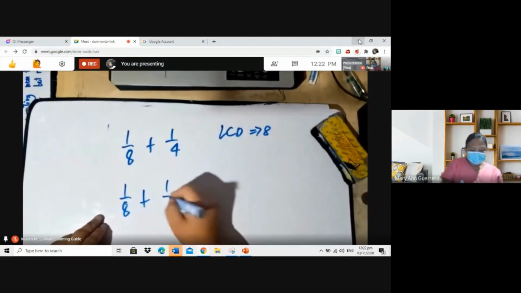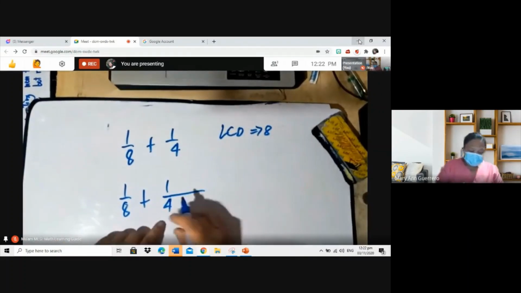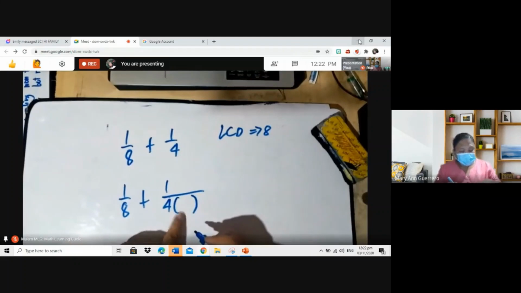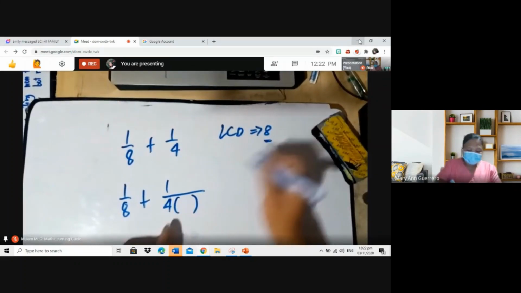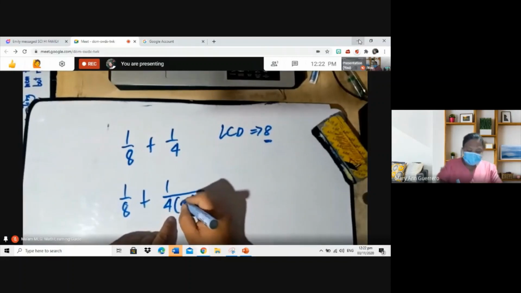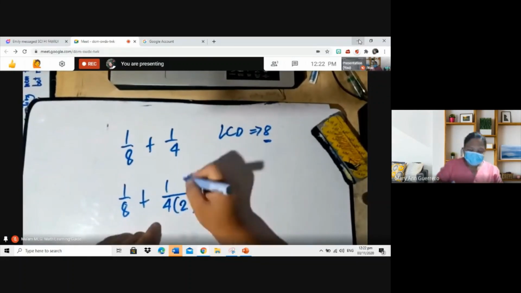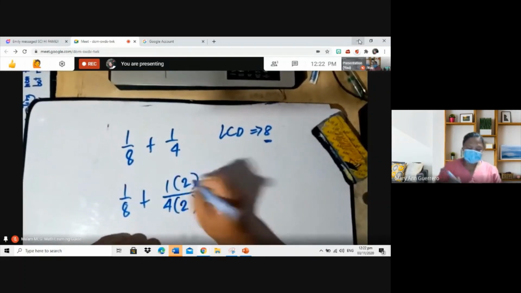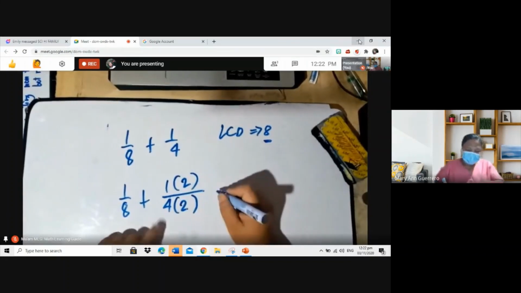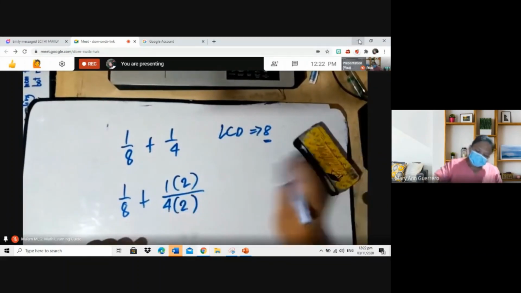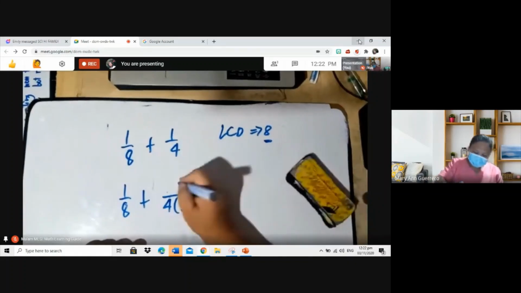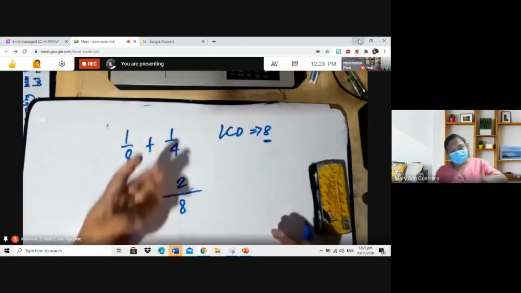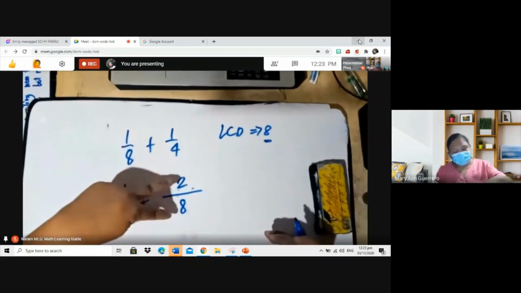So, 1/4, okay, think of a number to be multiplied to 4. So, 4 will become 8, the LCD. So, correct. 2. Kasi 4 times 2 is 8. So, kung ano yung minultiply mo kay denominator, yun din yung imumultiply mo kay numerator. Okay. Now, magiging 1 times 2 is 2. 4 times 2 is 8. That's it. Do you agree that 1/4 is 2/8 or 2/8 is 1/4?